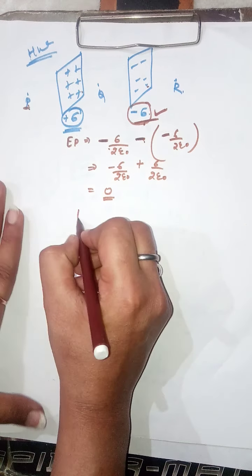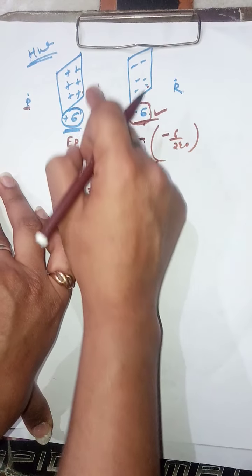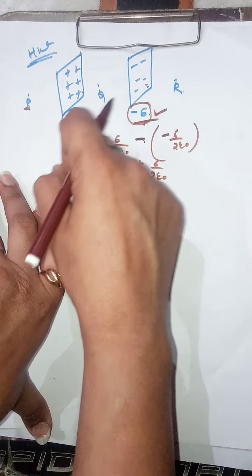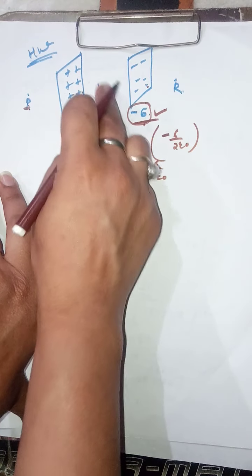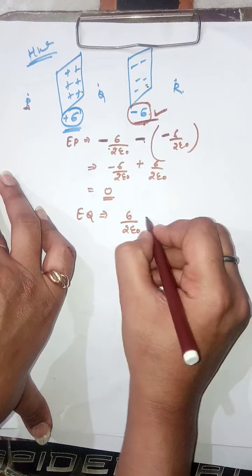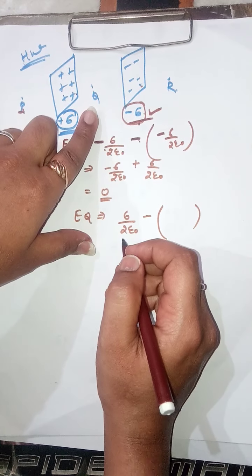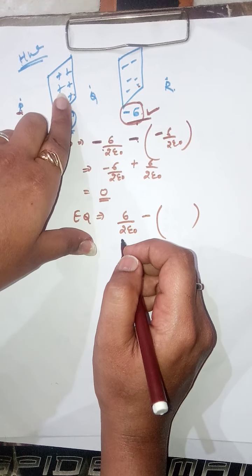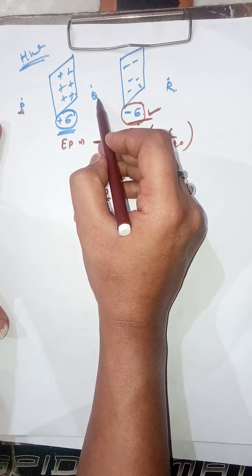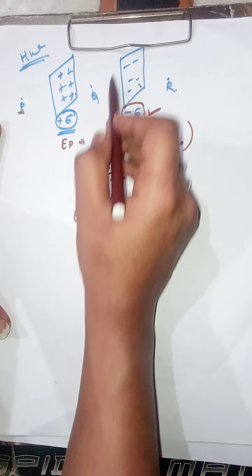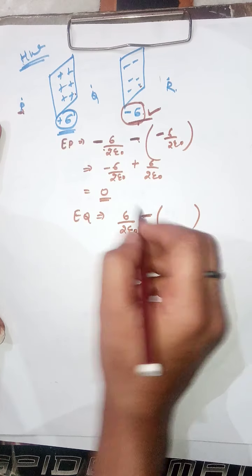Now, considering the point Q, the electric field at point Q is given by this. As point Q will act as a right hand side for this sheet, the value of electric field would be positive, and point Q will act as a left hand side for this sheet, so the value of electric field would be negative. So we have this minus sign over here.